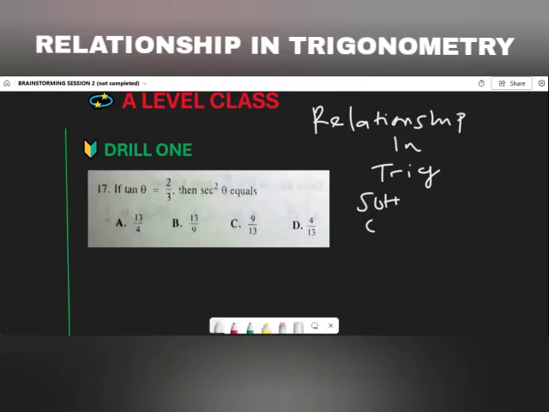Class today, we are given a question on relationships in trigonometry. So what are the relationships we have in trigonometry? These are called SOH CAH TOA. Let's go to the question.